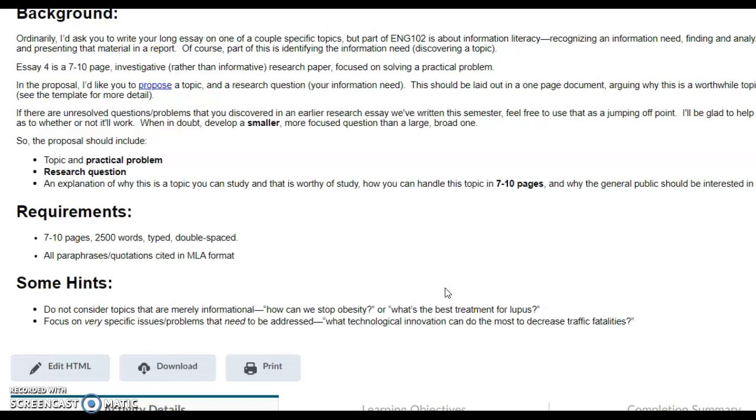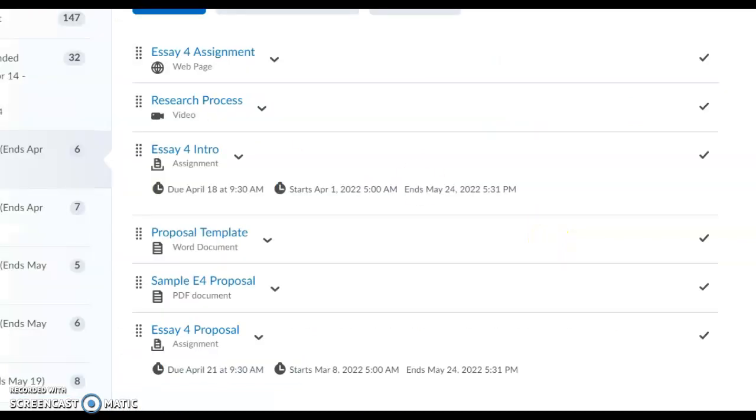I want to go back to the rest of this week's work and talk you through that, and then I think we'll understand SA4 a little bit better. So what all do we have going on this week? Here's the assignment that I just showed you.